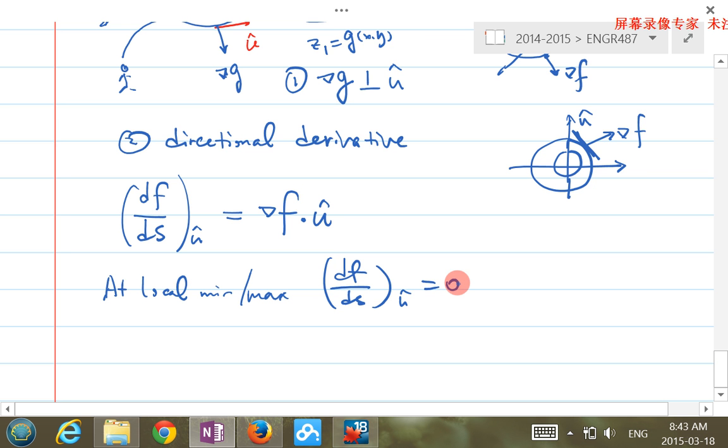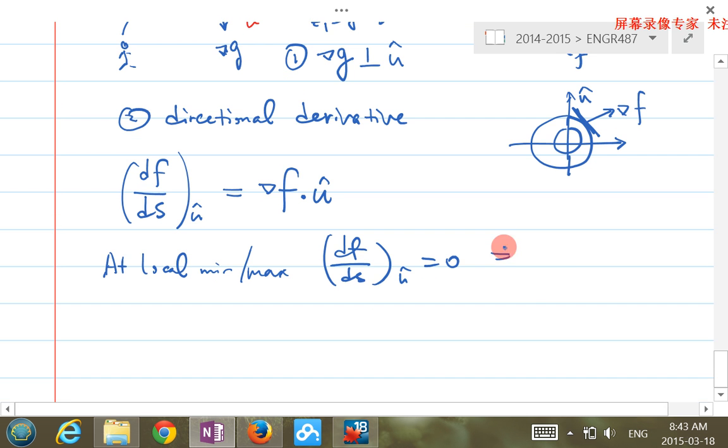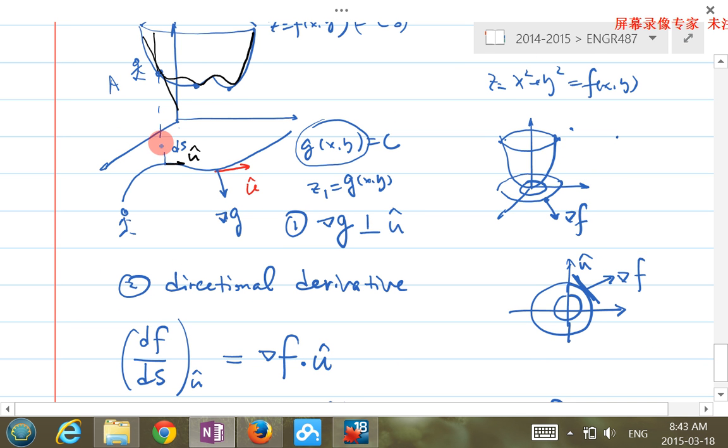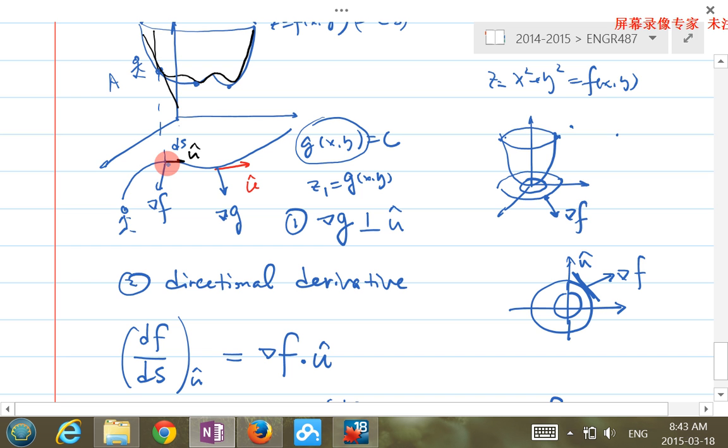If this is zero, which means del f dot u hat will be zero, right? So that means del f dot u hat is zero. This is a dot product. So what's del f? Del f is a vector. Also, it's a vector in the xy plane. Here is x naught, y naught, so this location here. At this location, you have a gradient vector for this function, for this surface, right? For this surface here.